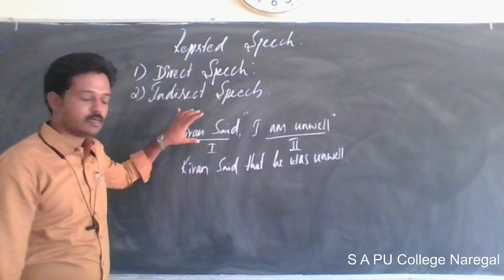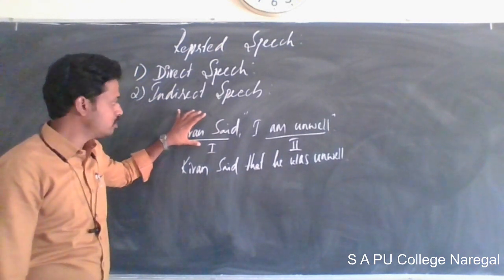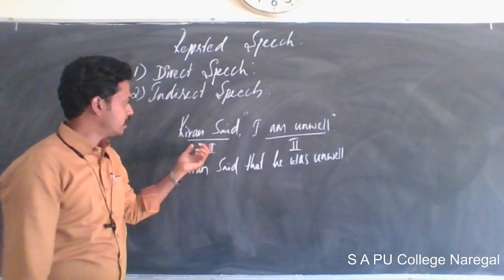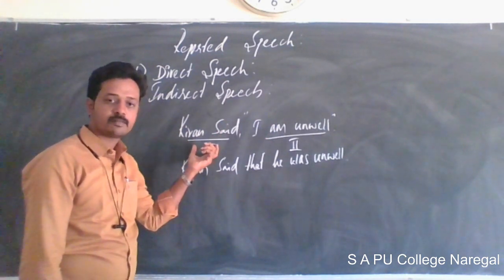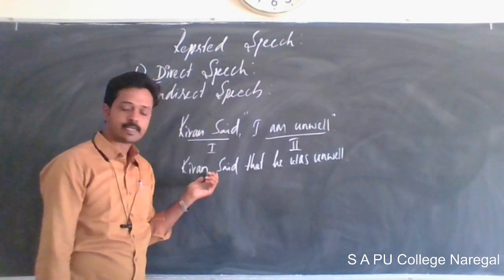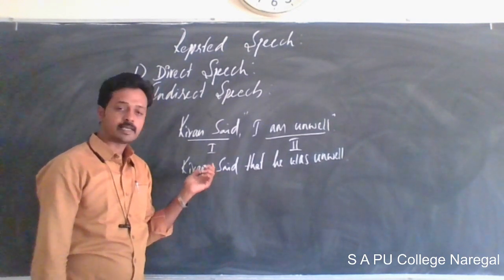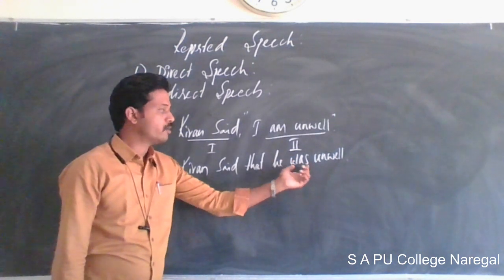See, observe the two sentences on the board. The first one, Kiran said, I am unwell. There are two parts in the direct speech, and in the second one, there is only one sentence, the complete sentence. Kiran said that he was unwell.